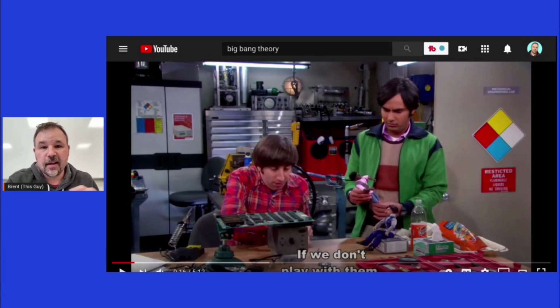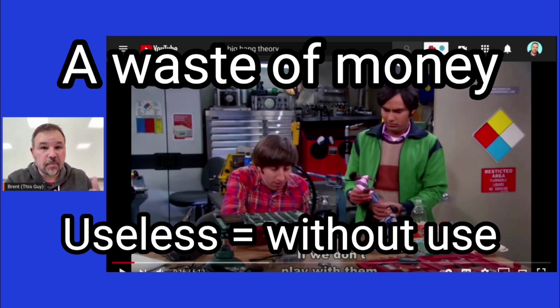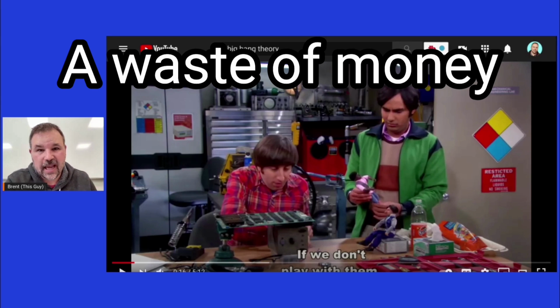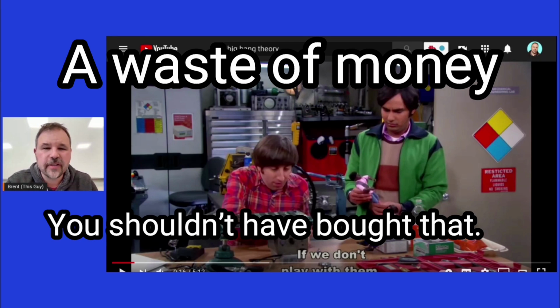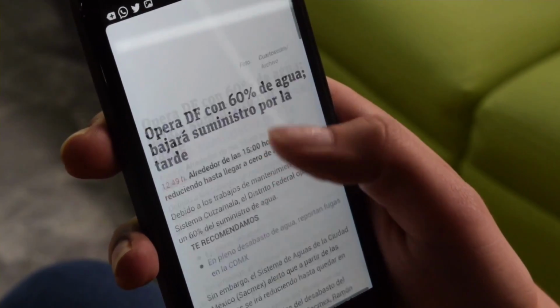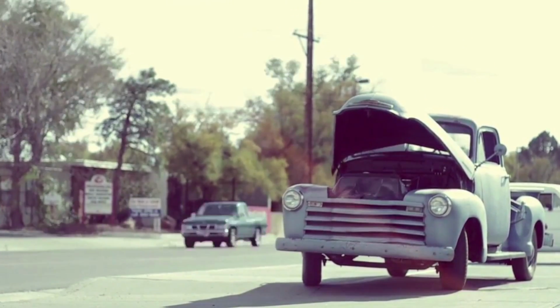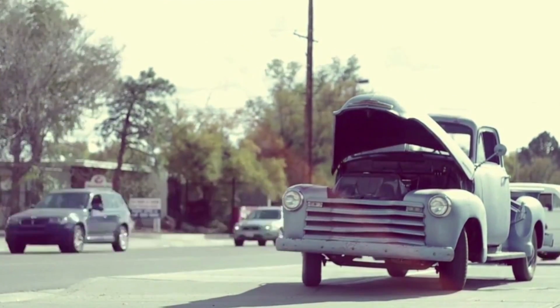They just said a waste of money. That is something we think is useless. Like you spent money on it, but you really shouldn't have. It was a waste. And so that little action figure, they think is a waste of money. You shouldn't have bought that. You should have saved your money instead. Buying a new cell phone that doesn't work, that would be a waste of money. Buying a car that always gives you trouble, that would be a waste of money.